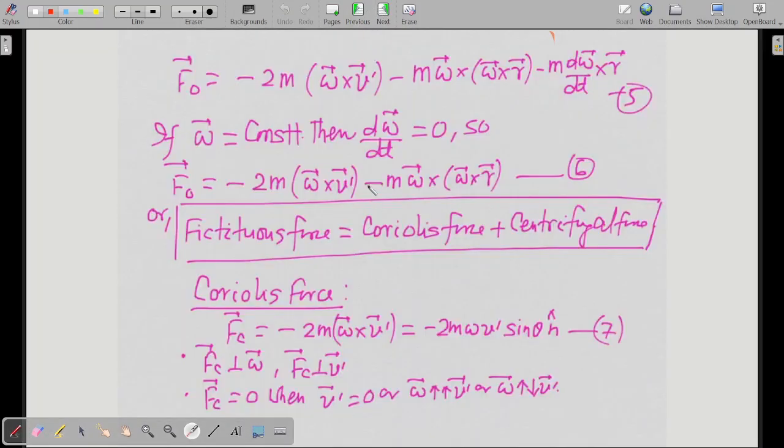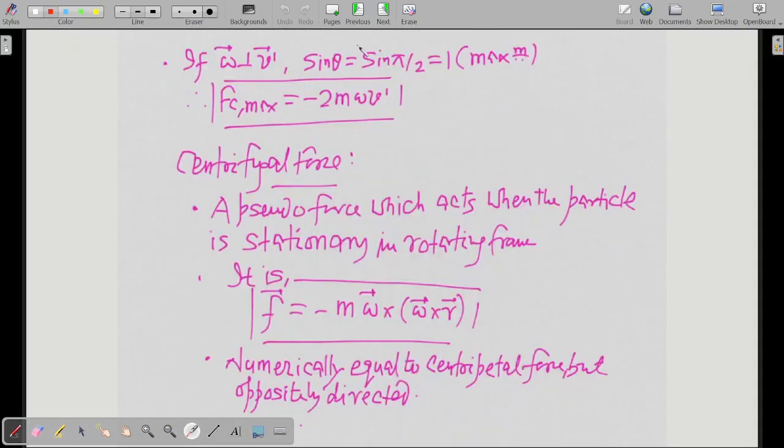Suppose your omega and v prime are perpendicular to each other, then what will happen? Theta will be equal to 90 degrees in that case, and sine 90 equals 1, right? So Fc will be maximum in that case, because sine can have a maximum value of 1, and that maximum value occurs when theta equals 90 degrees. So Fc max will be equal to minus 2m omega v prime, when both omega and v prime vectors are perpendicular. So that will be the maximum.